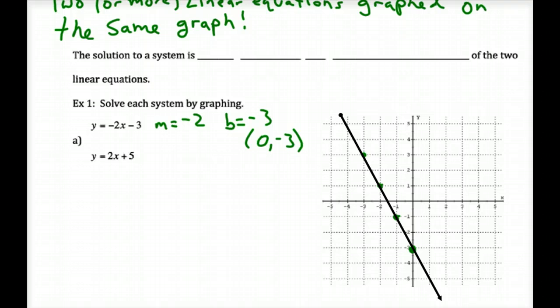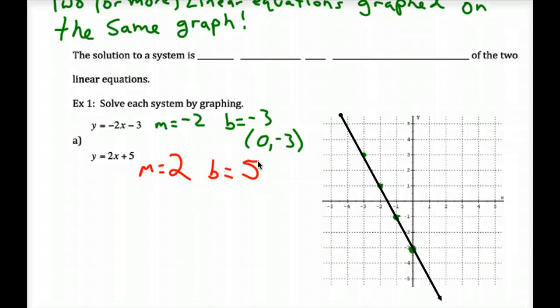How many people got a line that looks like that for the first one? It goes through the point (0, -3) and has a slope of -2. All right, I'm going to do the other line now on the same graph. Zuli, give me the slope and the y-intercept. M equals 2, and b is 5. There's no negative sign in front of the 2. And b is 5.